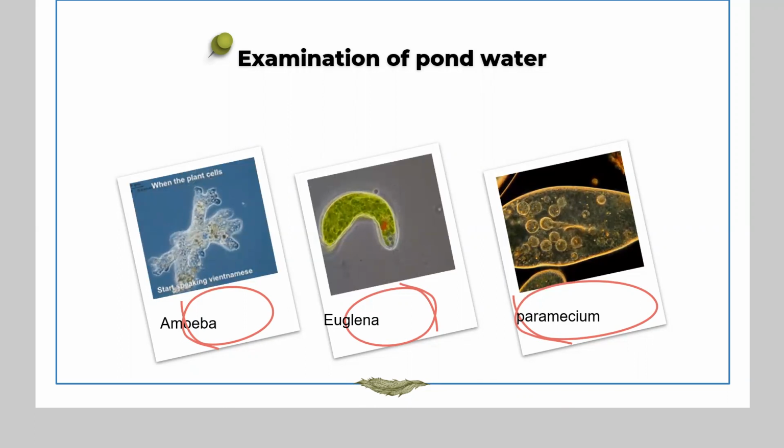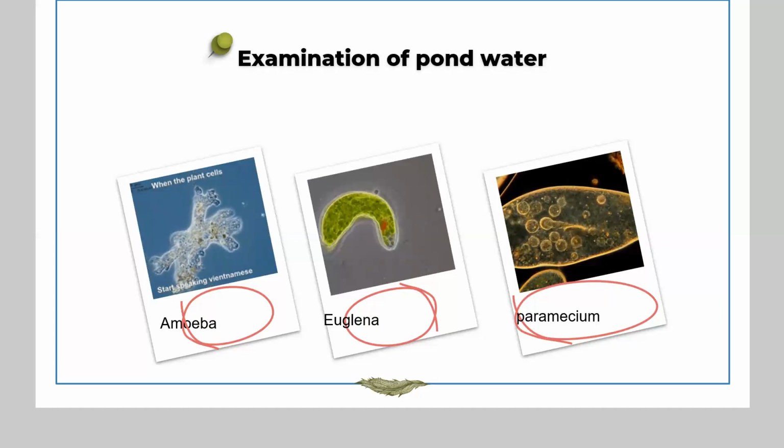We have multiple microorganisms. Each one of these microorganisms consists of one cell. So we say that the microorganisms are unicellular. This means they consist of one cell. What else? We can differentiate between different microorganisms using the shape. As you can see, the shape of amoeba is different from the euglena, which is different from the paramecium. So each one of these has a different shape.